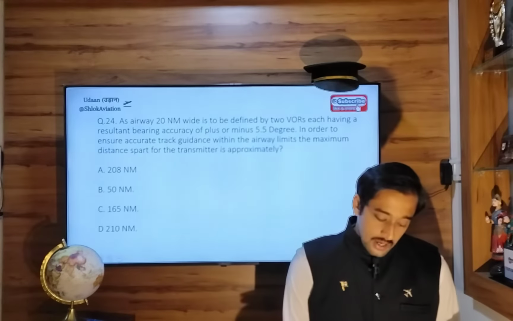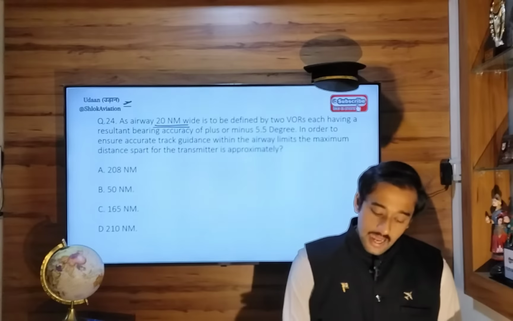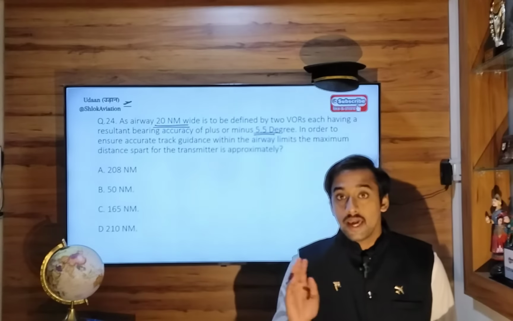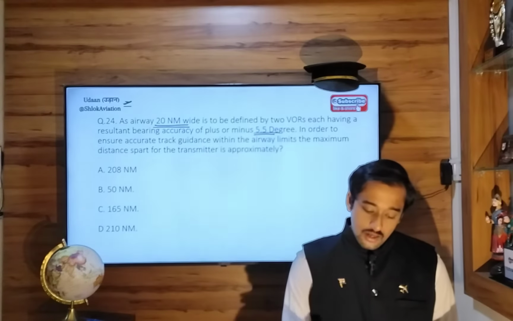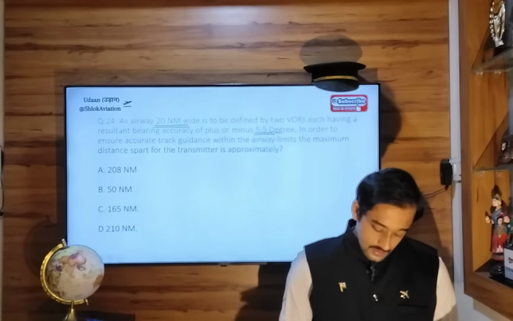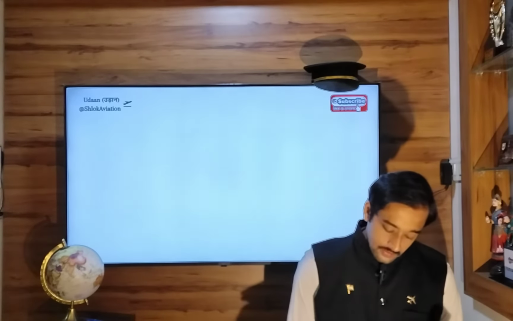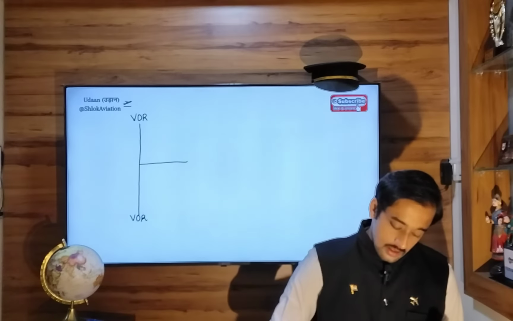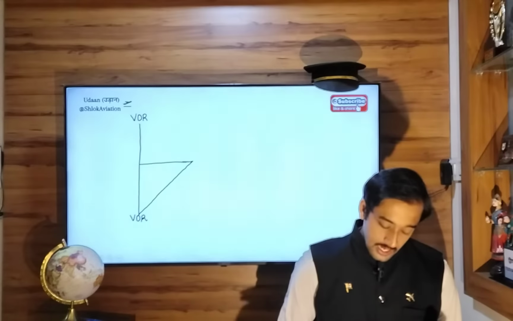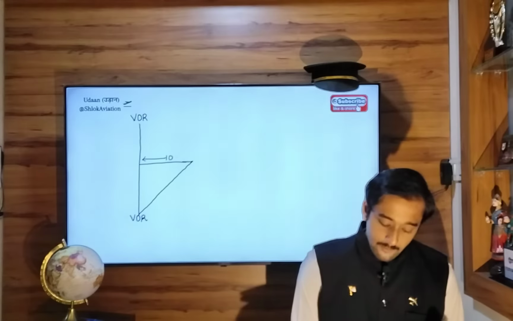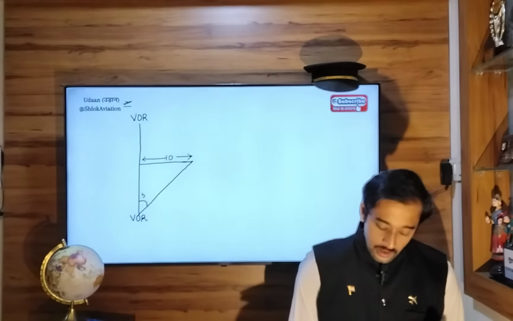Okay. Let's go to the next question. Again, another similar sum. The airway is 20 nautical miles wide. The angle is 5.5 degrees, the angle between your center line track and the airway boundary. We have to find the maximum distance apart for both transmitters. So this is your VOR1. This is another VOR. Let's draw a triangle. Now this airway is 20 nautical miles wide. That means 10 nautical miles on either side. The angle is 5.5 degrees.